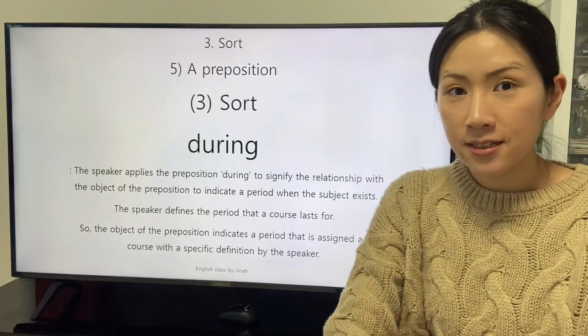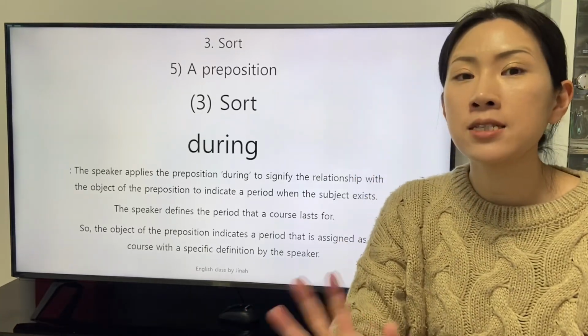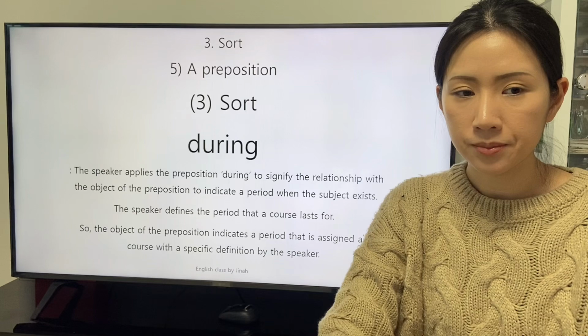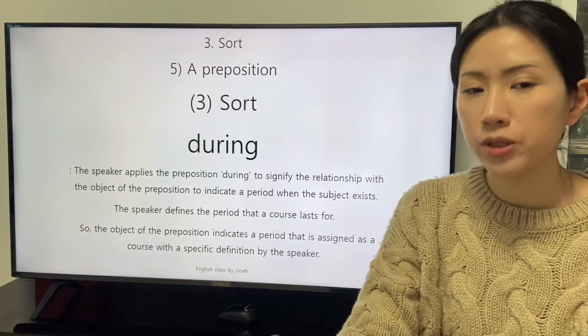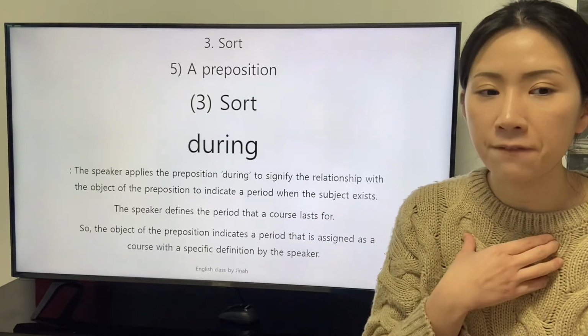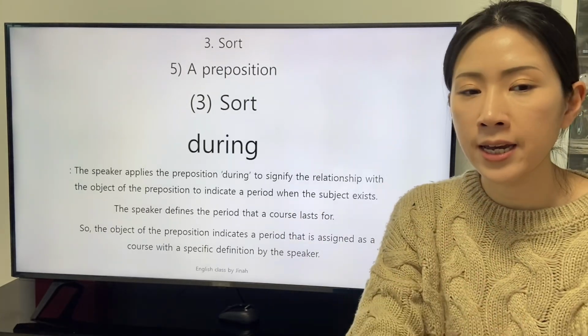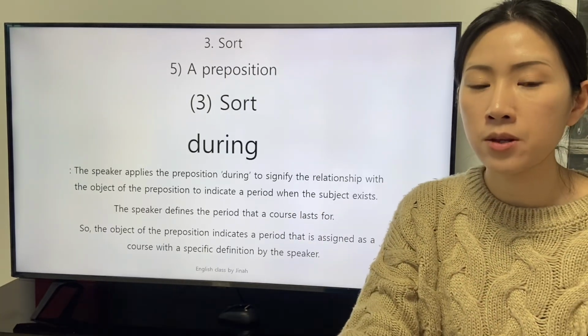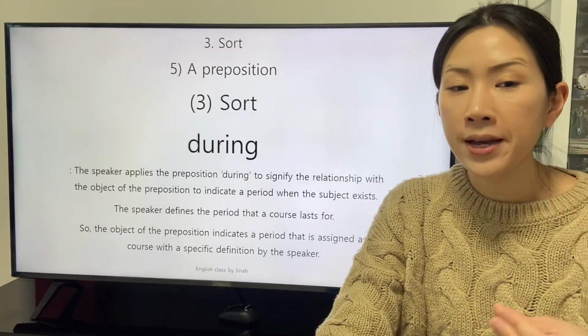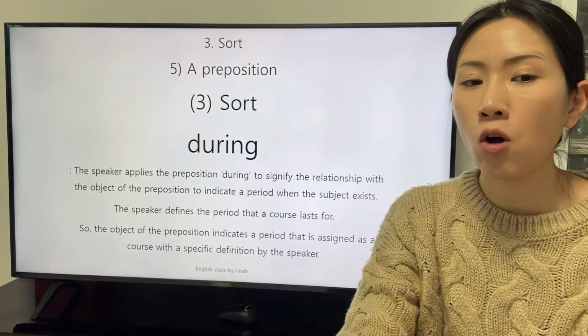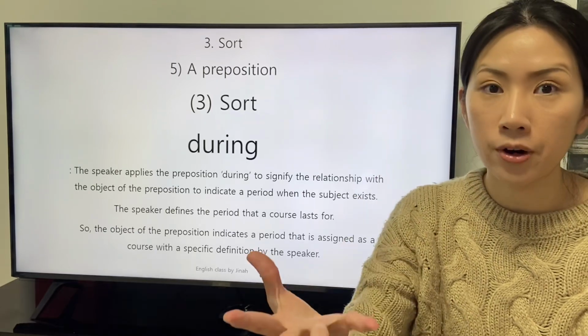The next preposition we will study is the preposition during. The speaker applies the preposition during to signify the relationship with the object of the preposition to indicate a period when the subject exists. The speaker defines the period that occurs or lasts for.